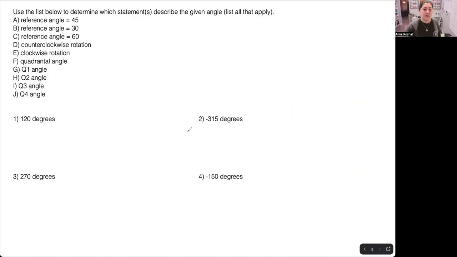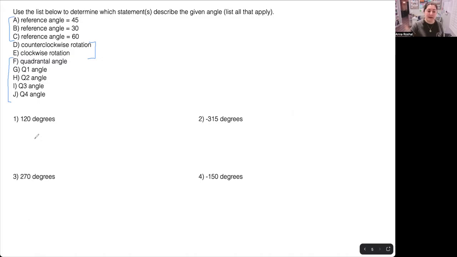The last type of question says, okay, use the list below to determine which statement or statements describe the given angle, list all that apply. So we need to first look for reference angles. We then need to determine what kind of rotation it is, and then what type of angle it is, whether it's in a quadrant or whether it's a quadrantal angle. So I believe we will probably have at least 2 things per question. Okay, so let's take a look.